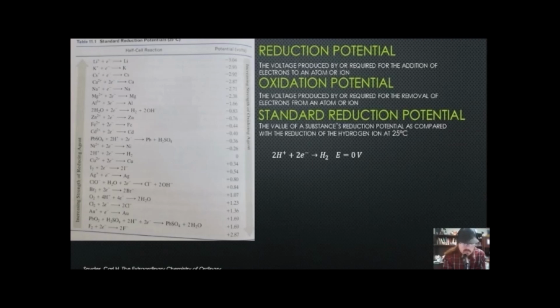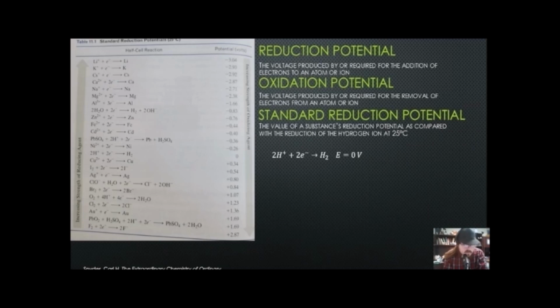More positive means more potential, which means there's a greater driving force to acquire electrons. The larger the standard reduction potential, the stronger the oxidizing agent. The smaller the reduction potential, the stronger the reducing agent. So lithium does not like to be reduced. It likes to be oxidized. Fluorine does not like to be oxidized. It likes to be reduced.